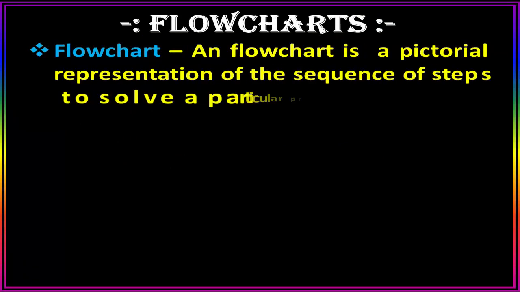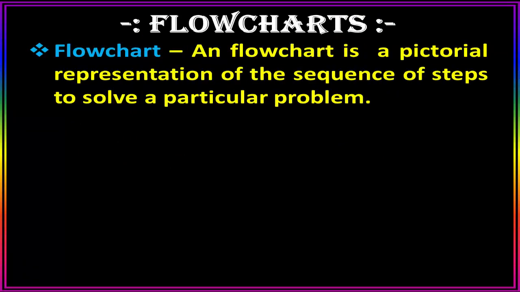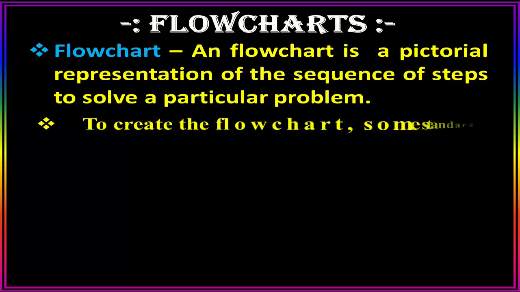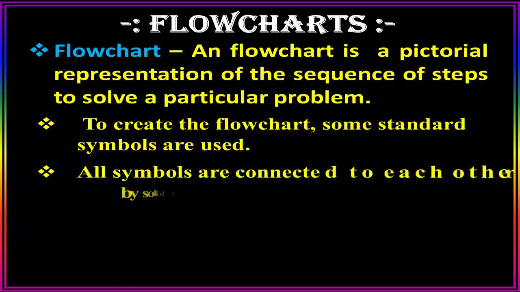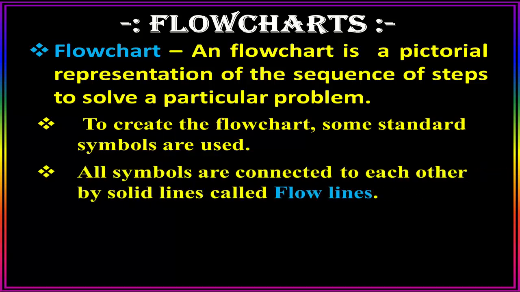Let's see the last topic, flowchart. Flowchart is a pictorial representation of the sequence of steps to solve a particular problem. Because it is a diagrammatic representation of the algorithm, it helps the programmer to understand the flow of the program. To create a flowchart, some standard symbols are used where each symbol represents a specific type of operation. These symbols are connected with each other by solid lines with arrow marks called flow lines.